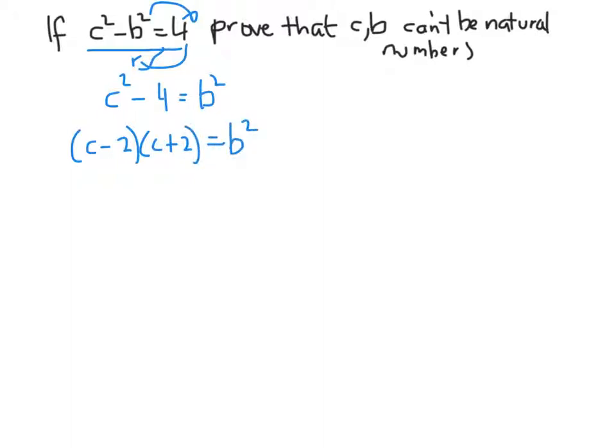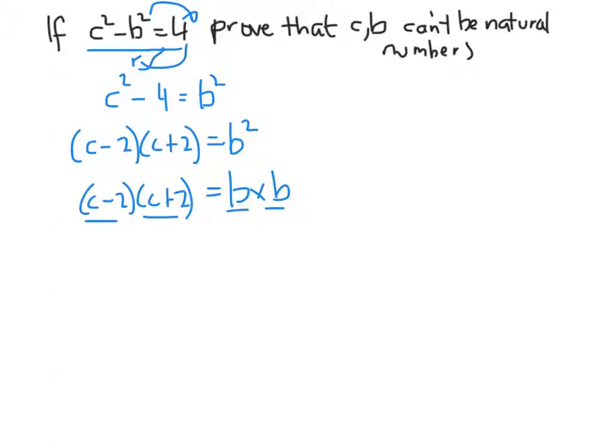Now here we've got a problem, because b squared is b times b, which would mean we'd have this. Now this is a bit of a contradiction, because we don't have the same thing on both sides. So b can't be equal to c minus 2, and b can't be equal to c plus 2. So there's our contradiction, so c and b can't be natural numbers.